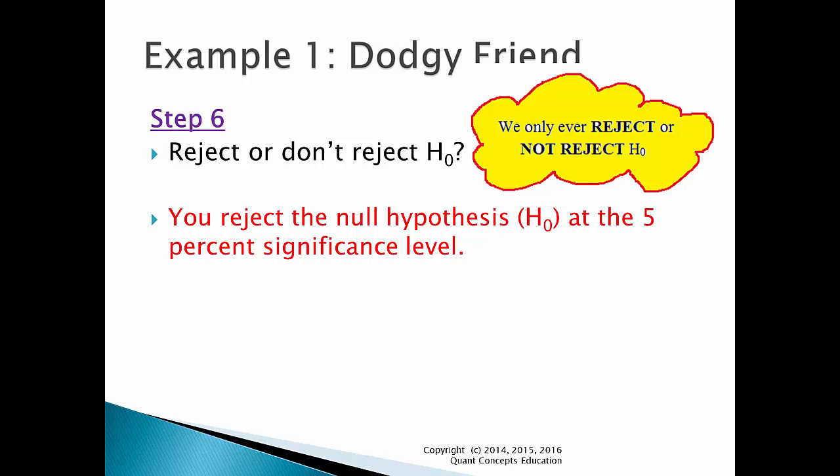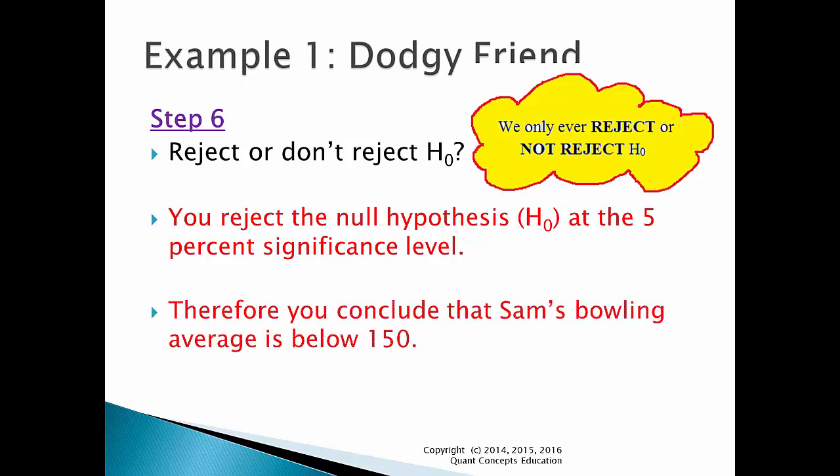If we reject the null hypothesis, then we must conclude with the alternative hypothesis. Therefore, you conclude that Sam's bowling average is below 150. There, now we know, at the 5% significance level, that Sam is indeed lying. What does 5% mean? It means that there's a 5% chance we might be wrong, but we can live with that.